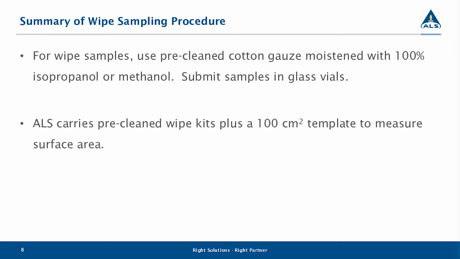Usually the wetting agent for these is isopropanol or methanol, both of which are applicable for surface wipe testing. And then the samples are returned back to us in glass vials. Part of the reason we have to use glass is the same reason we have to clean the cotton, is that plastic bottles can have interferences for a lot of gas chromatography analytical work. And these are all supplies that ALS carries and can provide for your sampling projects.